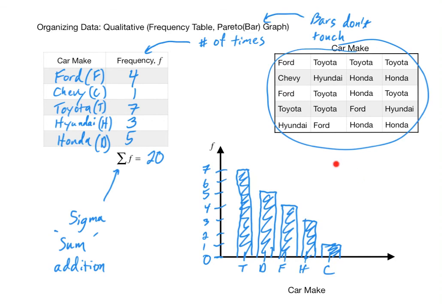This now is another description of the types of cars driven in this particular class. And what's nice about this is even if you don't understand the numbers a whole lot, you can at least see the Toyota bar is significantly taller than the Chevy bar. So this describes this data in a more friendly way. People like visual graphs. So to recap, with qualitative data, you should be able to create a frequency table, and you should be able to create a Pareto bar graph.